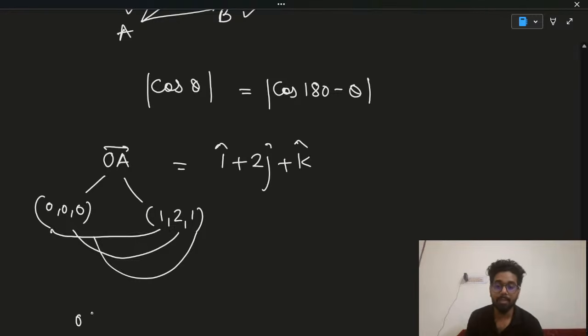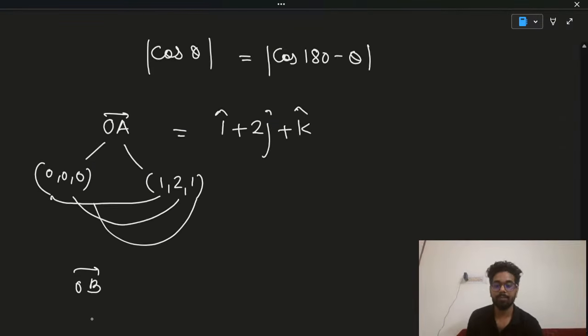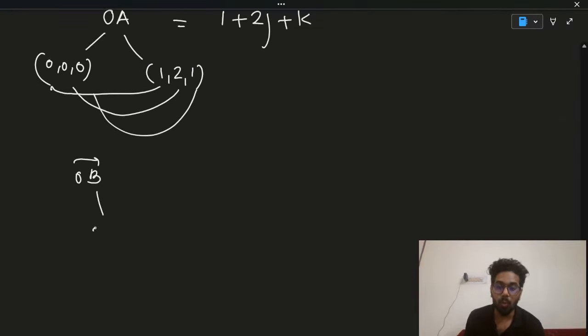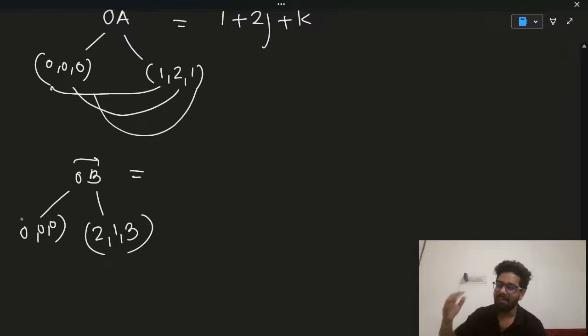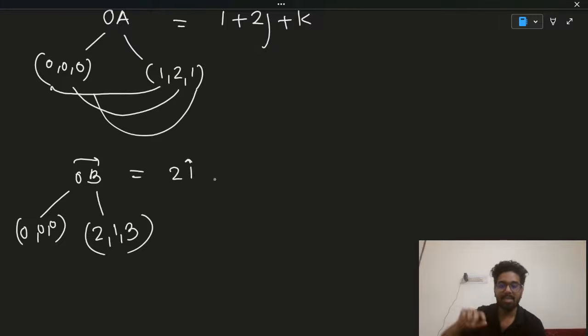Now what is OB vector? What is B coordinate? It's 2, 1, 3. See how easy this is. Vector is a chapter that you have to do because this is scoreable. 2 minus 0 is 2 I cap, 1 minus 0 is j cap, and 3 minus 0 is 3k cap.